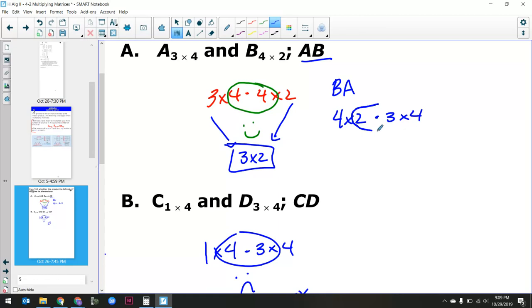What? It's not even possible? Oh, that's awkward. That's weird, right? So this isn't even possible. A times B is possible, but B times A is not possible. We've learned our whole lives that if I've got 5 times 2, it's the same thing as 2 times 5, right? So within matrices, this property doesn't hold. What?